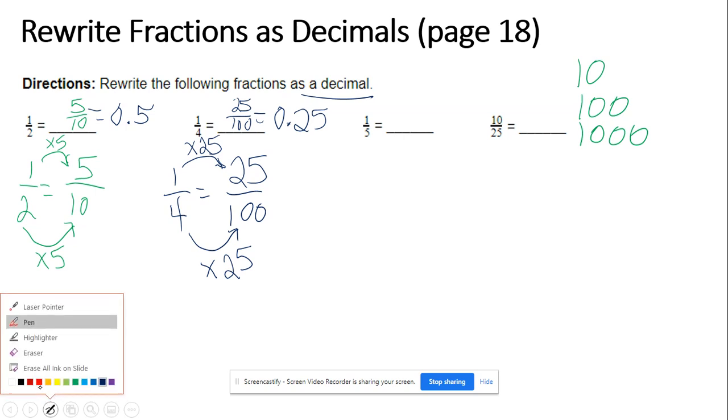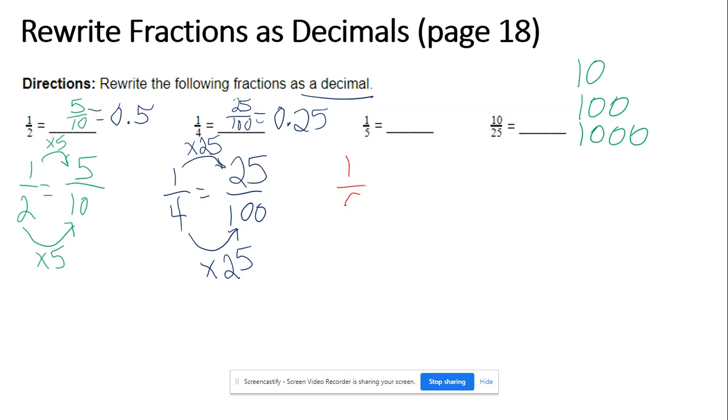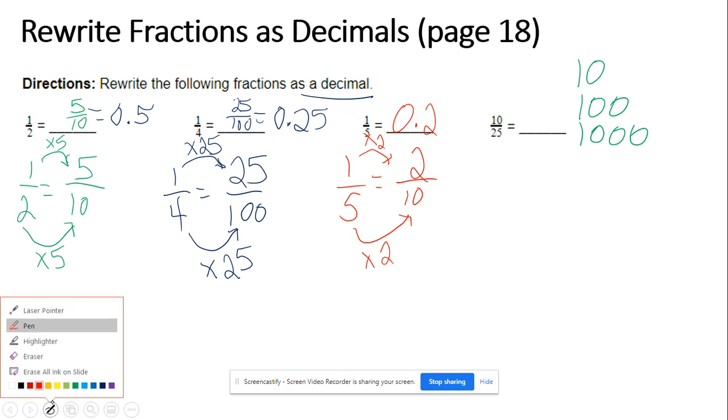Now we have 1/5. Let's start by using a denominator of 10 to see if we can use it. Can we multiply anything by 5 to get to 10? The answer is yes, we can multiply by 2. So let's multiply by 2 on the top. 1 times 2 is 2. That's 2/10. I know 2/10 is written as 0.2, placing the 2 in the tenths place.